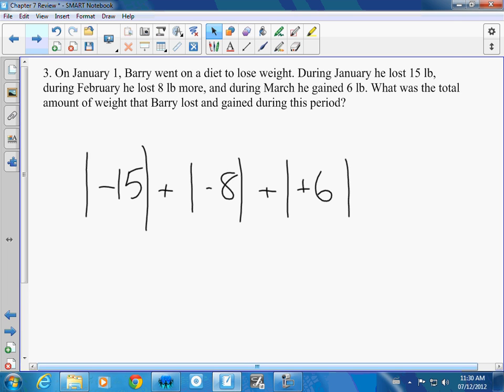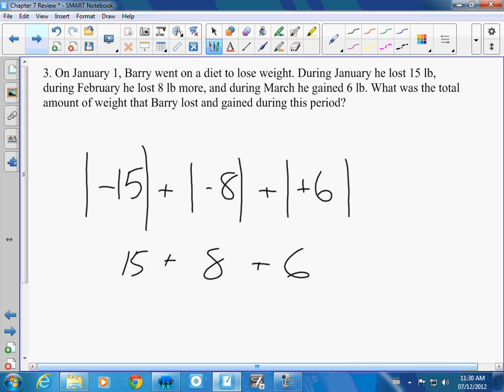So what's the absolute value of 15, or negative 15? Absolute value of negative 8? Absolute value of positive 6? Add them together, 15 and 8 is 23, plus 6 is 29. So what was the total amount of weight the berry lost and gained? So 29 pounds in total. Some of it was losses, some of it was gains.